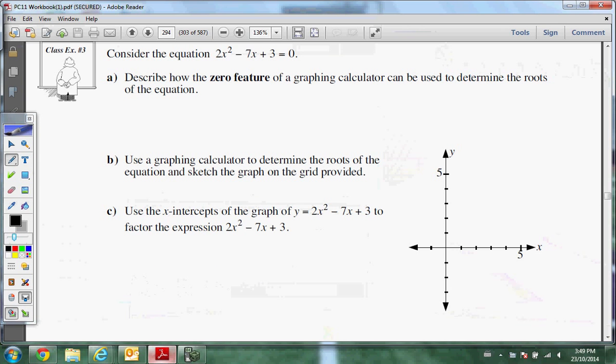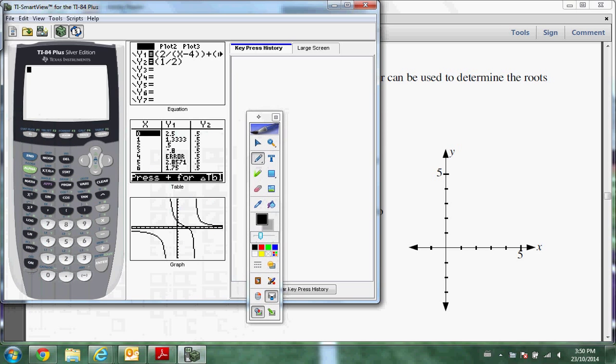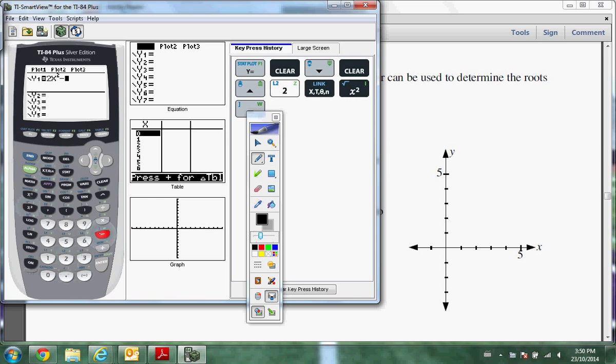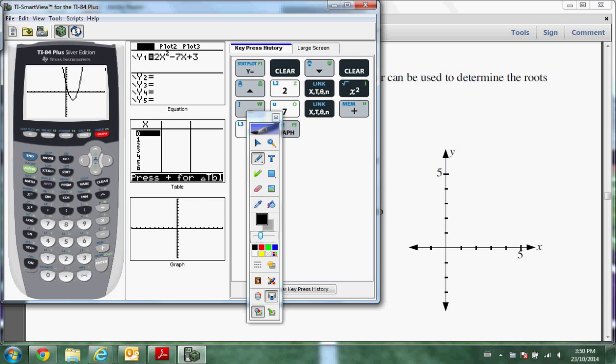Okay, so we want 2x squared minus 7x plus 3. So go to your y equals. It's the first thing you're going to do. Just clear everything out of there. You're going to put in 2x squared minus 7x plus 3. You good? Yep. Okay, then you're going to hit graph. Let's see what it looks like. Okay, so there's my graph.